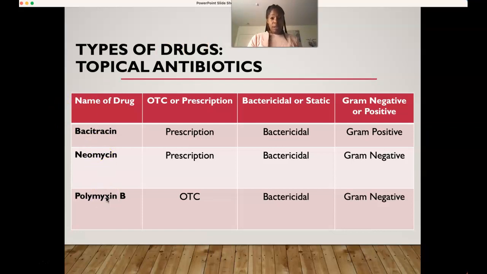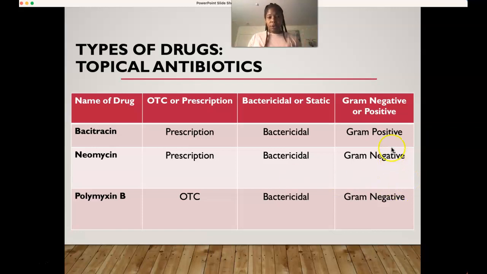So, types of topical antibiotic drugs: bacitracin, neomycin, polymyxin. Some of these are going to be over the counter and some are going to be prescription. Your top two are going to be prescription drugs. Your bottom one, the polymyxin, is going to be an over-the-counter drug. All are bactericidal. So if you have some type of bacterial infection on the top of the skin, you're going to rub this topical antibiotic on, and it's going to destroy the bacteria in that area.